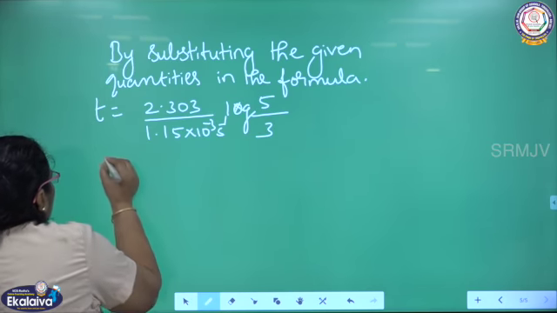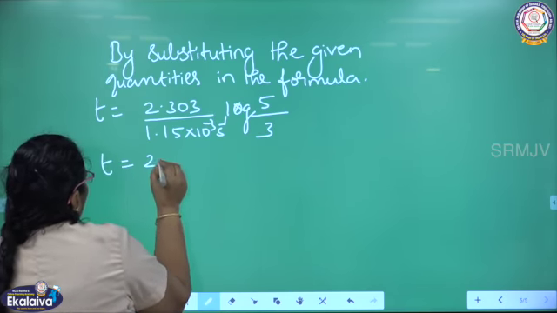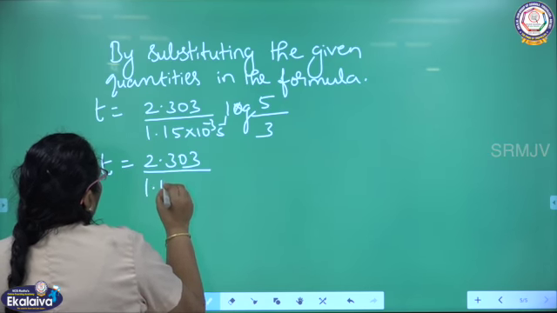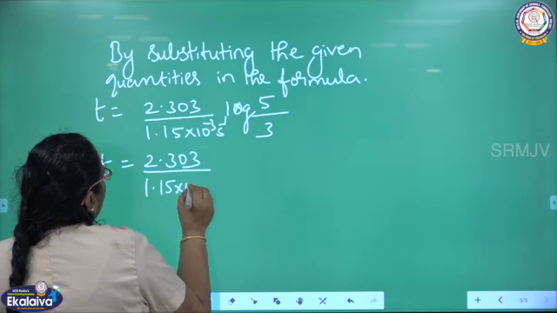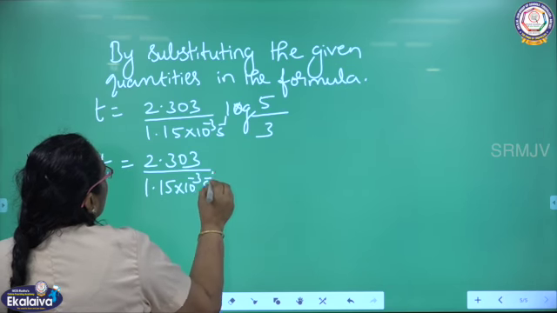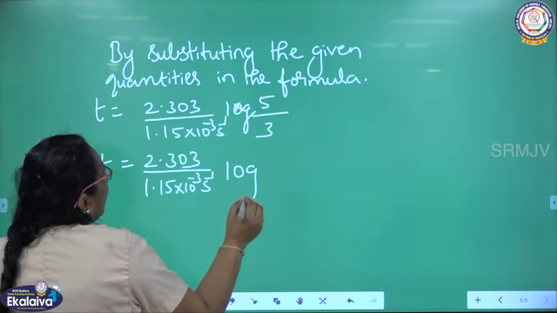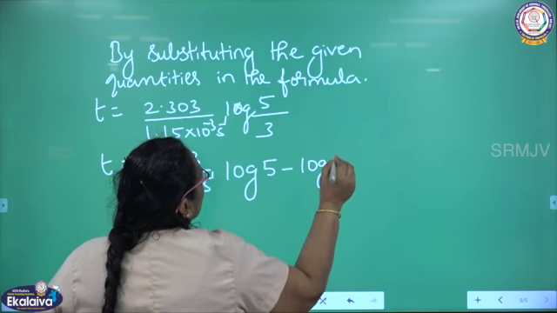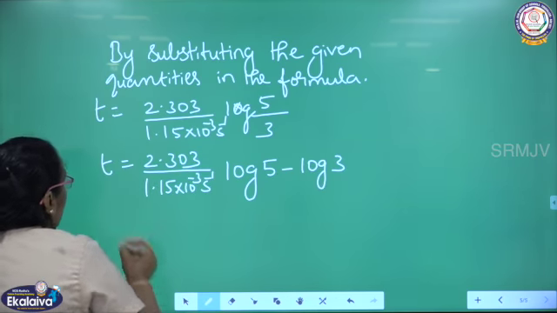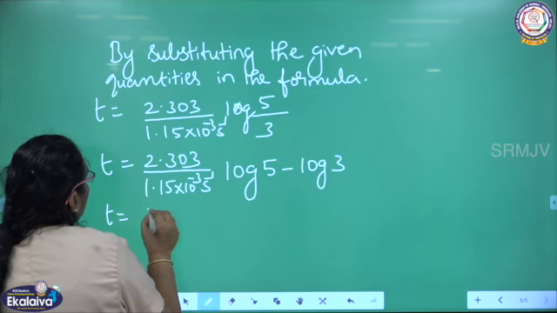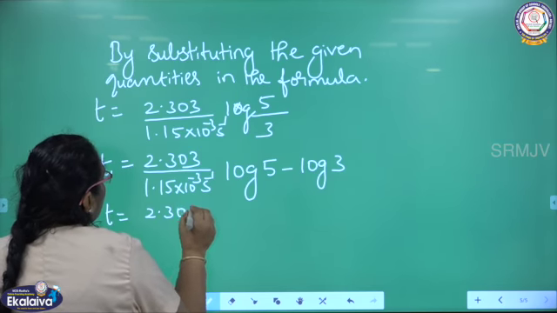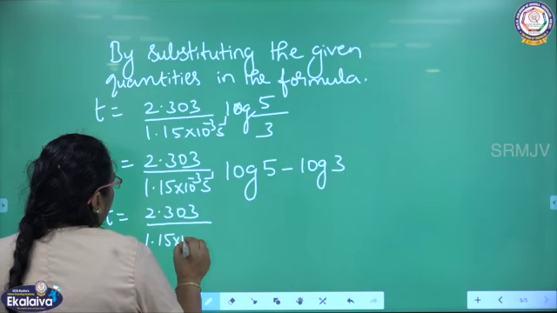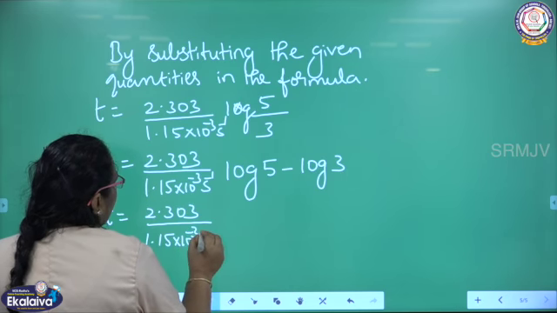And what is that? The next step will be 2.303 divided by 1.15 into 10 power minus 3 second inverse. Log 5 by 3 can be written as log 5 minus log 3. So, T is equal to 2.303 divided by 1.15 into 10 power minus 3 second inverse.